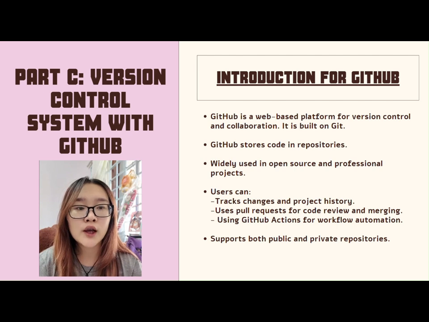Users can use GitHub to track changes and project history. After that, users can use pull requests for code review and merging. Users can also use GitHub Actions for workflow automation. It supports both public and private repositories.